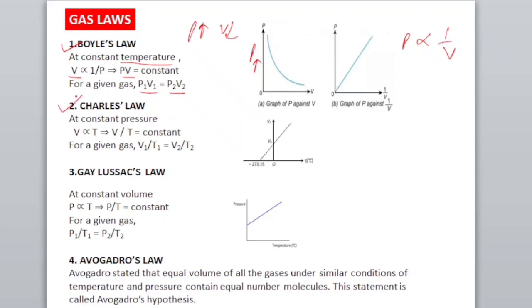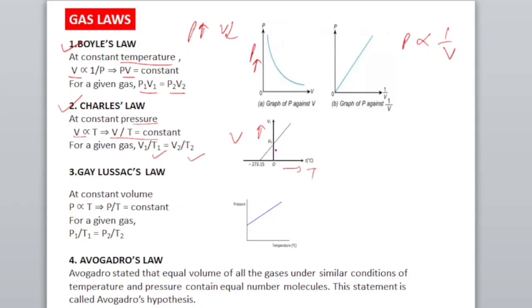Next, the second law is Charles' law. What is the statement of Charles' law? At constant pressure, the volume of a given mass of a gas is directly proportional to its temperature. It means V by T is constant. For a given gas, V1 by T1 is equal to V2 by T2. And if you draw a graph between volume and temperature, it is a direct relation. So it is a straight line.